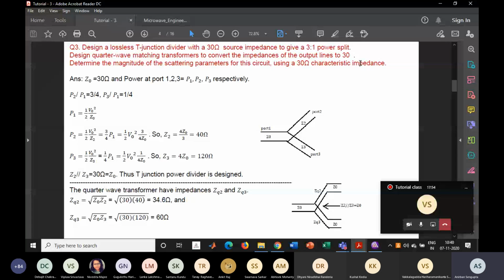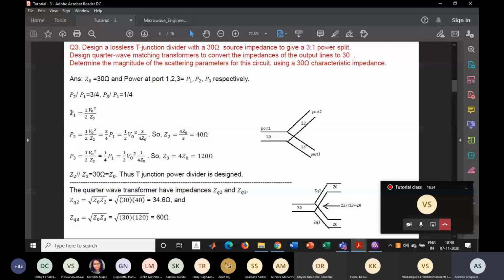Now see the approach of the solution. We know that the characteristic impedance is 30 ohm as it is given. So power at port 1, if I say it is P1, then the ratio of the power at port 2 and port 3 will be 3:1. So that means in terms of P1, P2 by P1 should be 3/4 and P3 by P1 will be 1/4. Now we always use the sinusoidal consideration. So that's why if a sinusoidal current is flowing, then what is the input power?